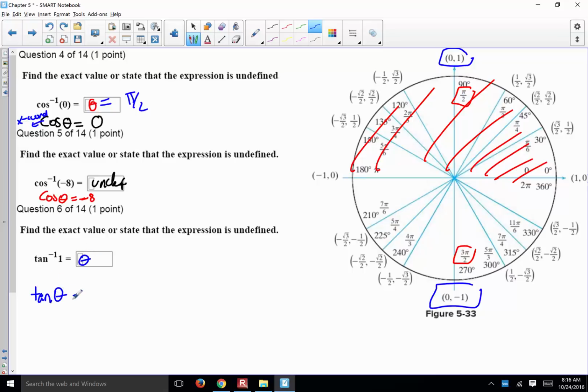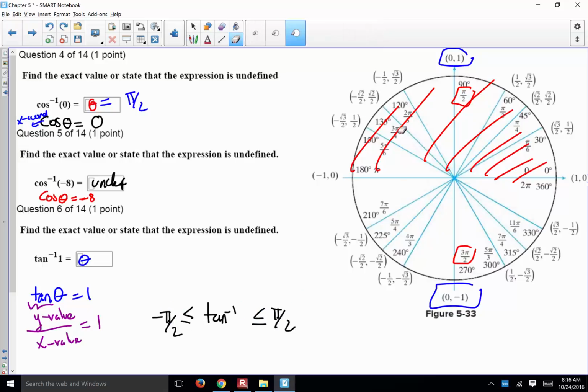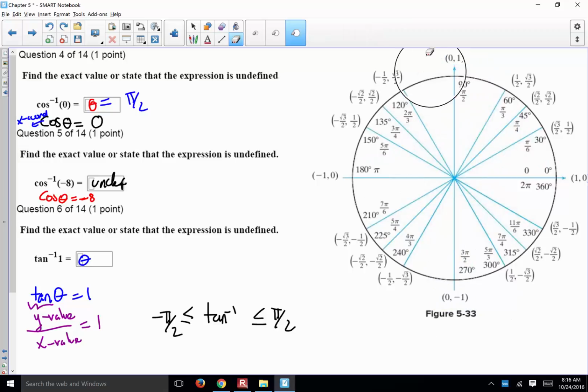Alright, tangent theta, I call this theta. Tangent theta equals 1, and tangent is the ratio of sine and cosine. That means y value over x value. You are going to find a point here. Their ratio of y and x value must be 1. Which points? Again, tan inverse is always between minus 90 and positive 90. So I need you to focus on the right side of the wheel.